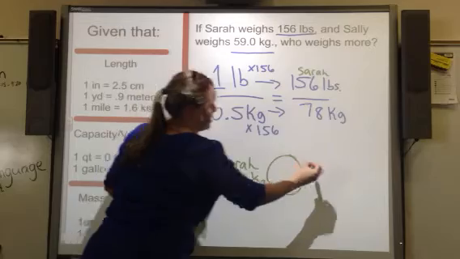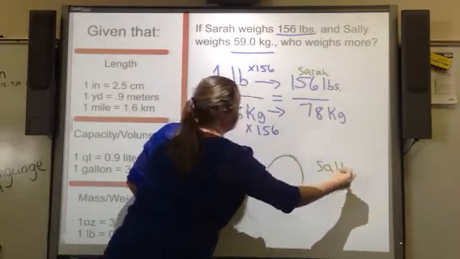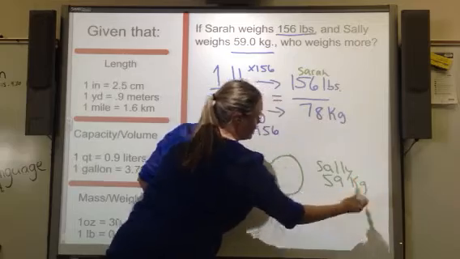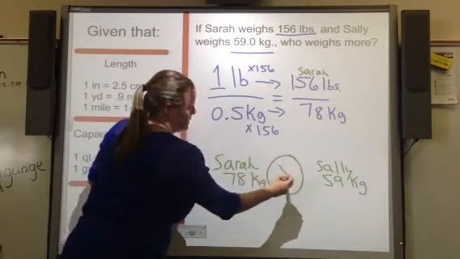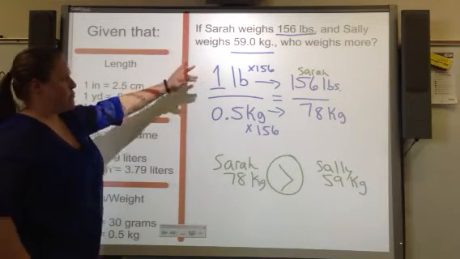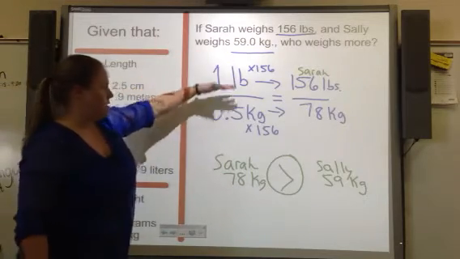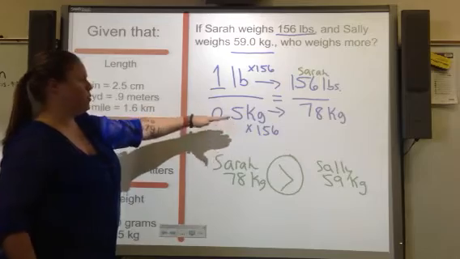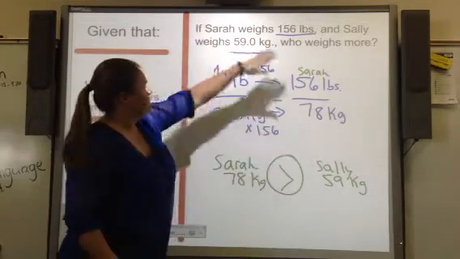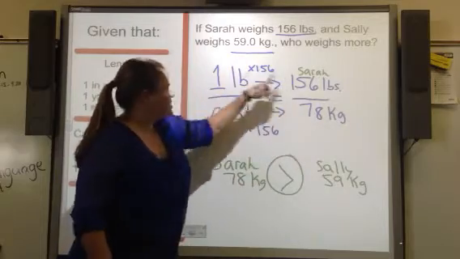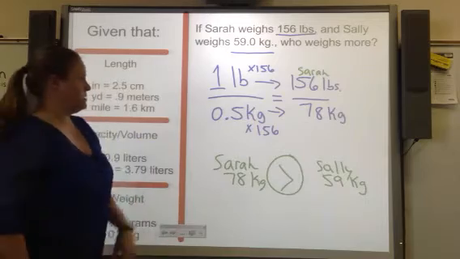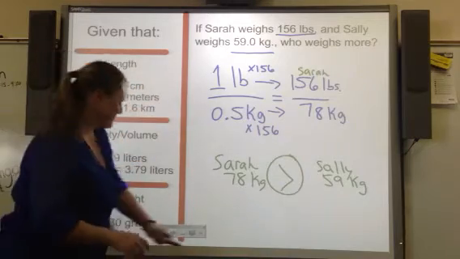And then Sally is 59 kilograms. And I can see that Sarah is larger in this problem. Back to my original, I could have said 1 pound is equivalent to 0.5 kilograms and put Sally's information in here, put Sally as 59 and then solve to find out how many pounds Sally is. But I decided to go with Sarah. I just chose that one.